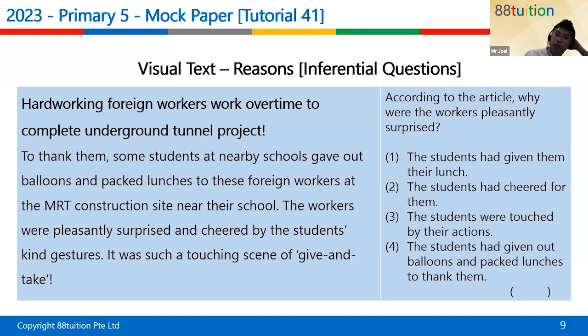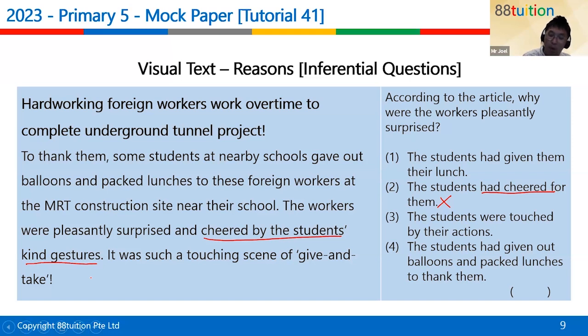So you have to look through all the answers and compare them one by one, right? Josiah, you are correct. Jianing, you're now correct. Good. Okay, so you have to compare the answers one by one. First, let's look at answer number 3. Okay, no, sorry. Answer number 2. The students had cheered for them. Is that correct? That is wrong. The students did not cheer for them. The workers were cheered by the students' kind gestures, but the students were not cheering for them.